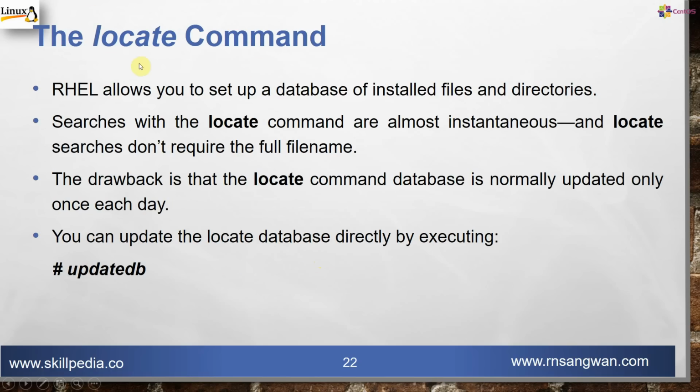RHEL also allows you to search a database, to create a kind of search engine to quickly search for files. But the problem is that it will not include newly created files or directories on its own. You need to set up the database, and you can set it up with the updatedb command. Once you have set up the database with updatedb, you can use the locate command to locate any files. You don't require the full name, you can search any partial name also.